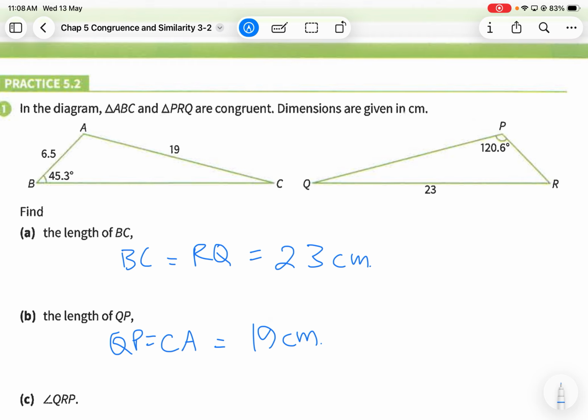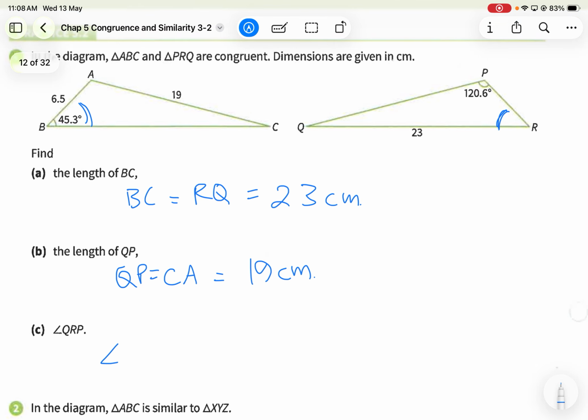Okay, the naming of the angle is also the same. QRP means it corresponds to CBA. Then you will know where exactly the angle is. QRP corresponds to CBA. Then already they give you CBA is 45.3.